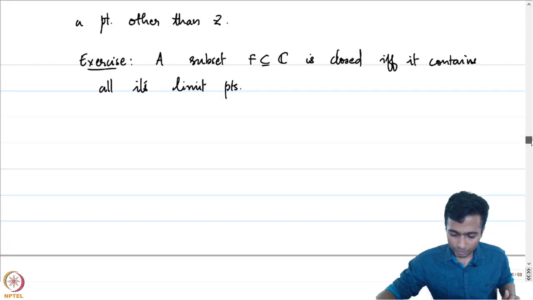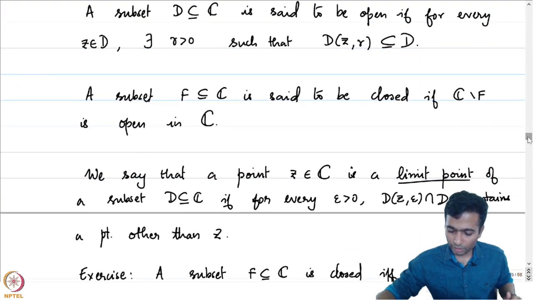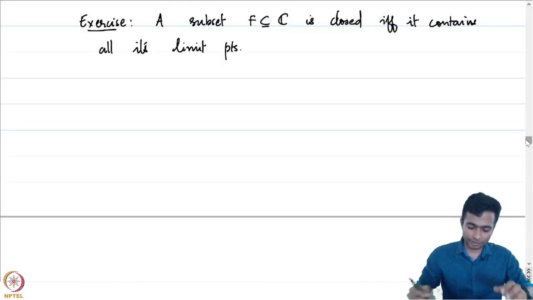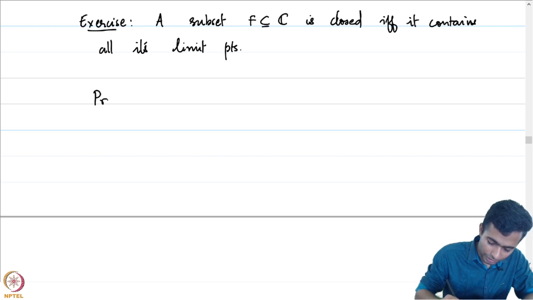Okay, so that's the definition of an open set and a closed set. The open sets satisfy certain properties, certain conditions. So, some properties of open sets.